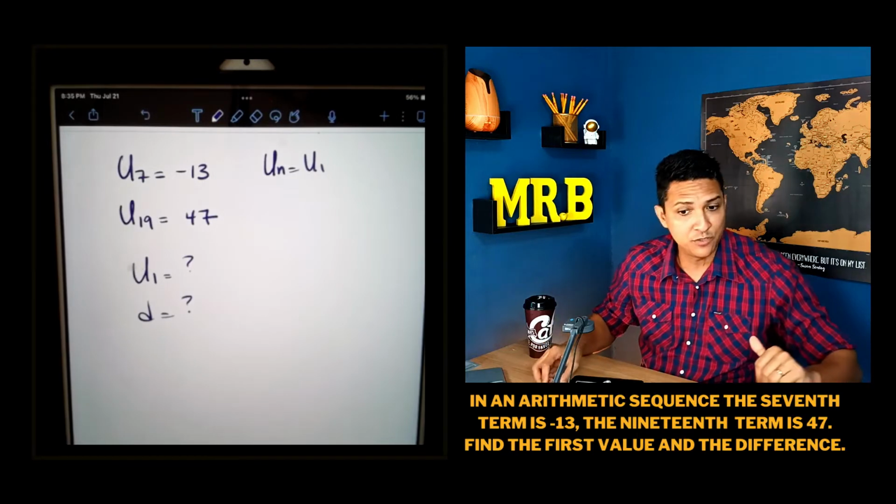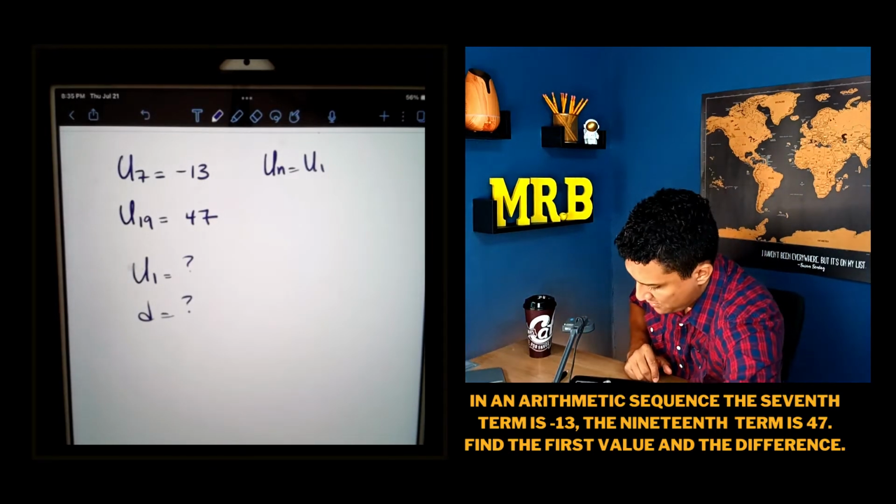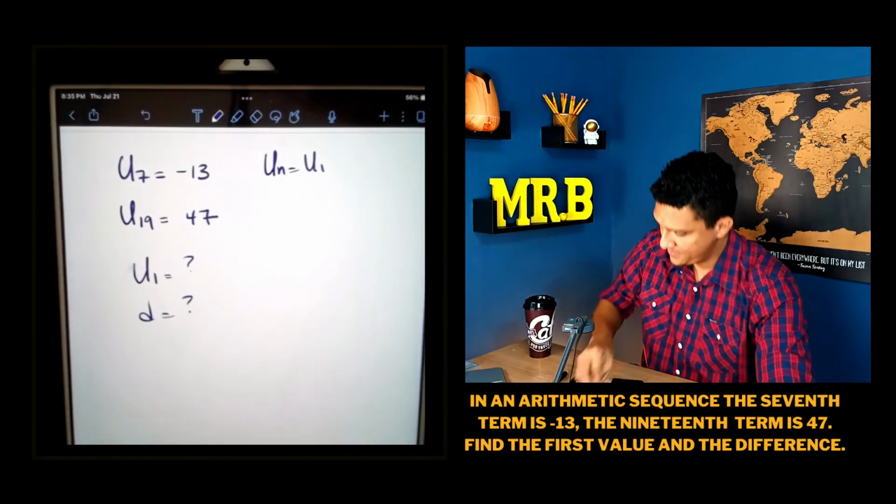I'm going to ask production to pass me the toilet paper, because I need to clean the tablet here.